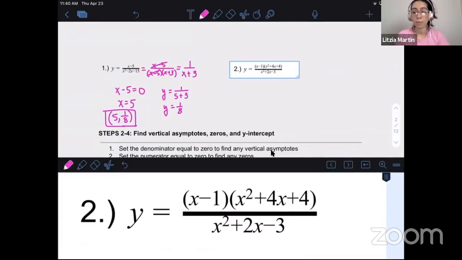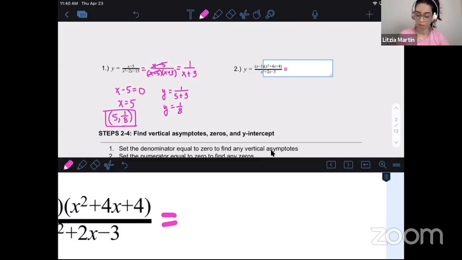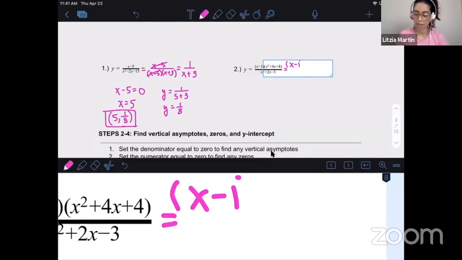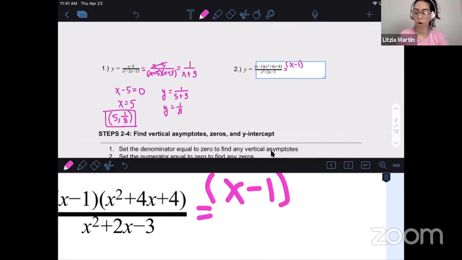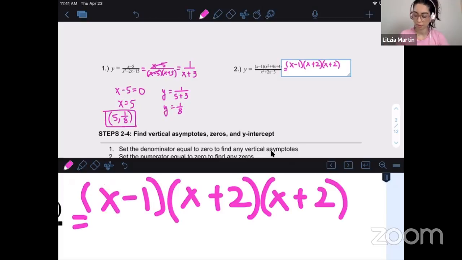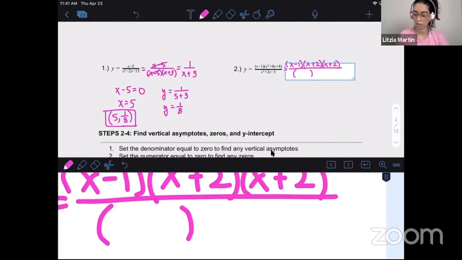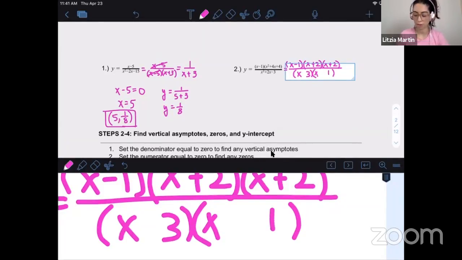So again, first step is simplifying. So we have to factor in order to do that. x minus 1 is already factored, so we'll keep that. x squared plus 4x plus 4 is going to become x plus 2 times x plus 2. And then our denominator, x squared plus 2x minus 3. We'll break it down, x and x, 3 times 1 is 3. We want a positive 2, so positive 3, negative 1.